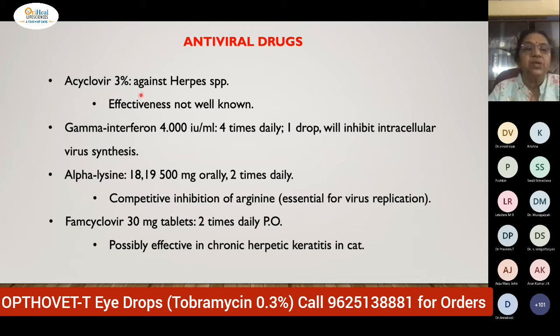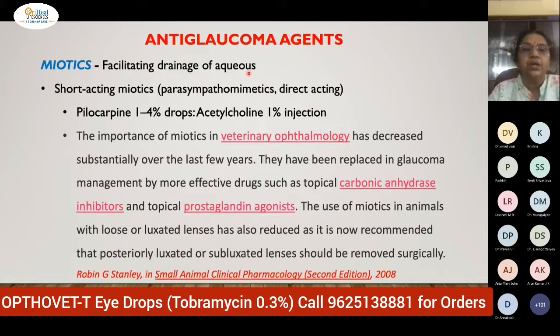Antiviral drugs: acyclovir 3% is commonly used against herpes infection, and we also use famciclovir 30 milligram tablets. These two are very effective in the case of cats. Herpes infection is very common in cats, so you can use all these drugs.